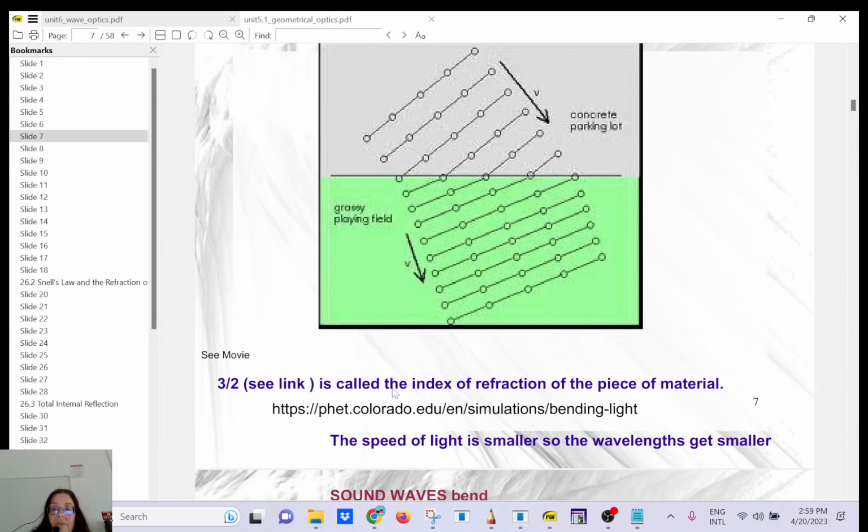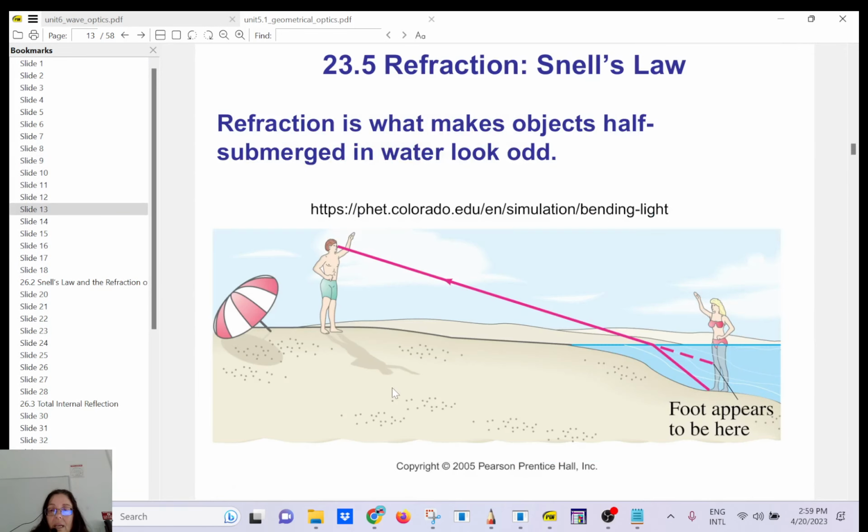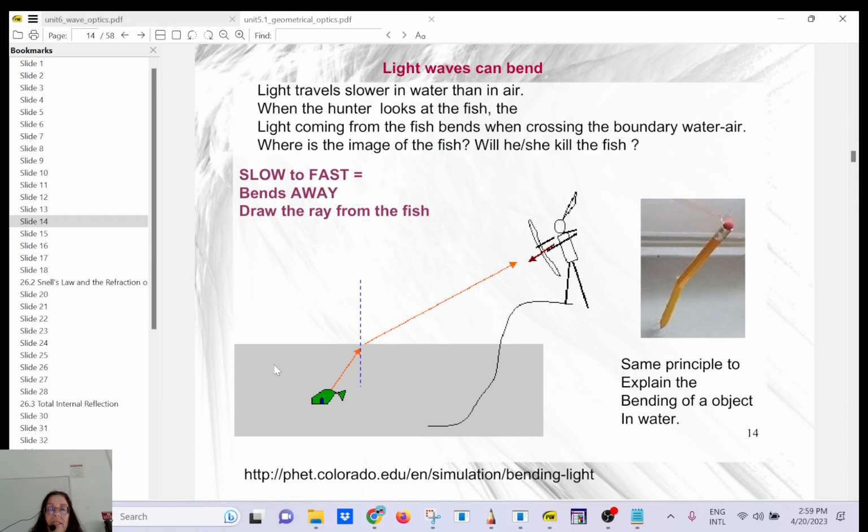Okay, so I have the fish. I have the picture of your fish. I made that. Okay, so look at that. You have the fish, right? So you have the light from the fish. Some light of the fish will go in this direction, some light of the fish. You will have no problem if you look at the fish from above.